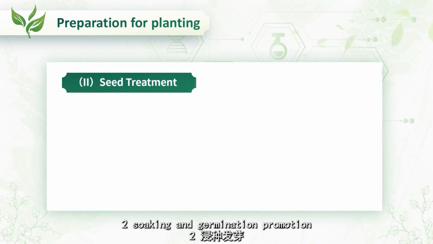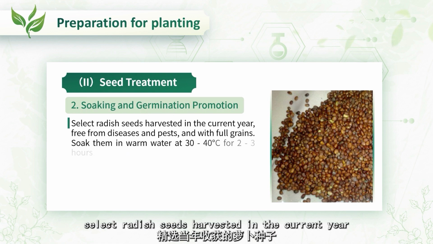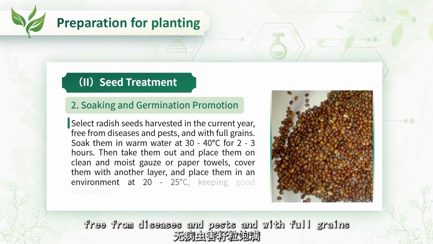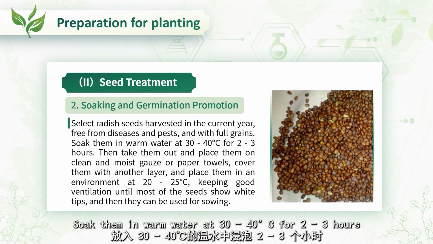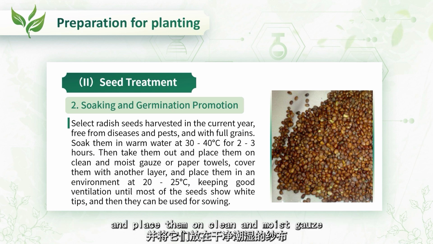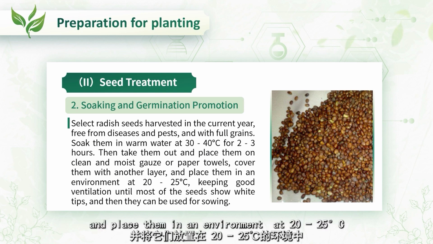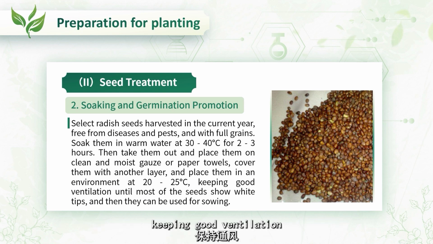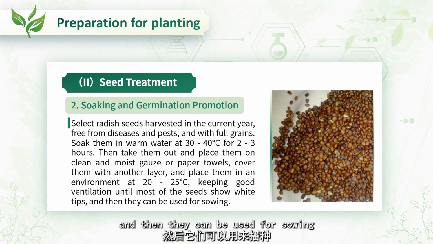Seed treatment. 2. Soaking and germination promotion. Select radish seeds harvested in the current year, free from diseases and pests, and with full grains. Soak them in warm water at 30-40 degrees Celsius for 2-3 hours. Then take them out and place them on clean and moist gauze or paper towels. Cover them with another layer and place them in an environment at 20-25 degrees Celsius, keeping good ventilation until most of the seeds show white tips, and then they can be used for sowing.